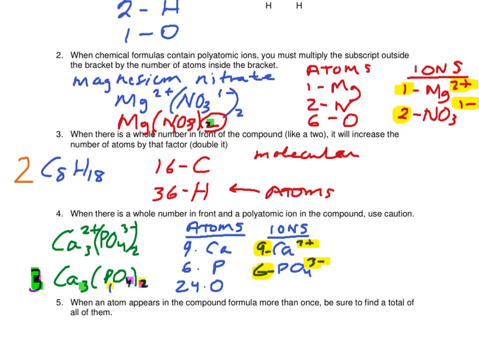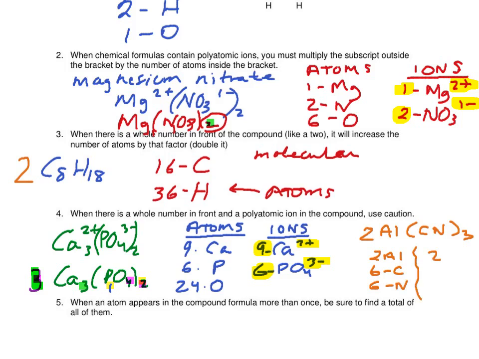I'll do one more of those. Say you had aluminum cyanide, aluminum cyanide, and there was a 2 in the front of that as a coefficient. There would be 2 aluminums. There would be 3 carbons per unit, times 2 would be 6. And 3 nitrogens per unit, times 2 would be 6. That's by atoms. I was going to do it by ions.